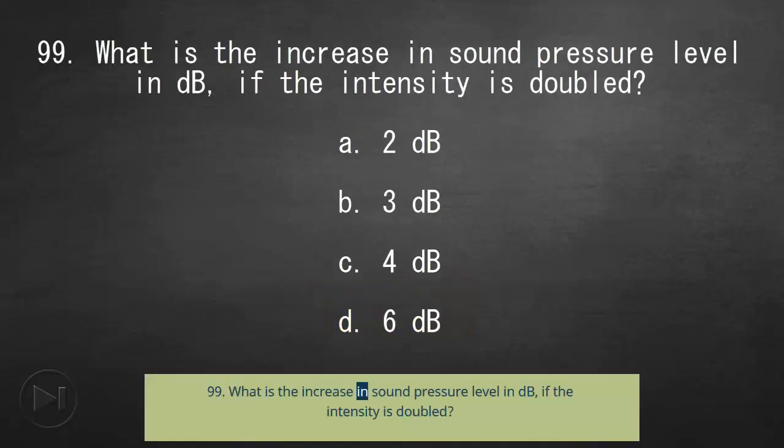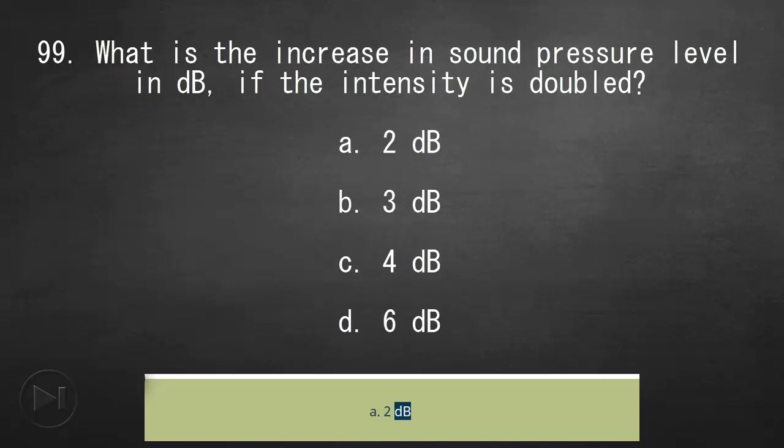99. What is the increase in sound pressure level in dB, if the intensity is doubled? A. 2 dB, B. 3 dB, C. 4 dB, D. 6 dB. Answer, B. 3 dB.